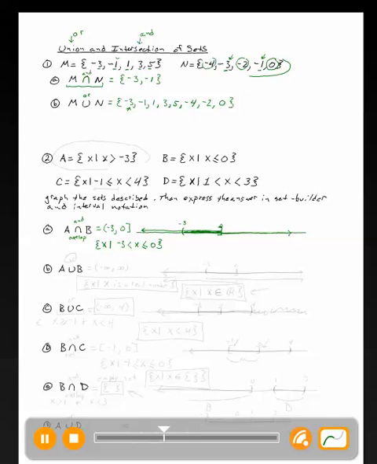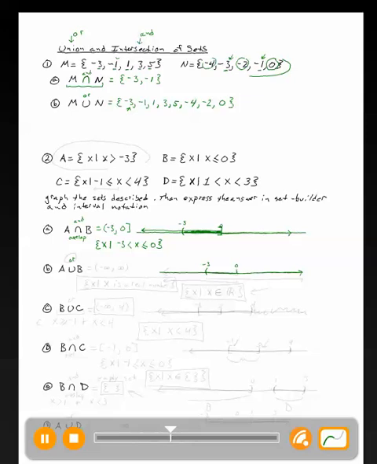Now, when it asks for A union B, we can actually use the same graph that we just used, but what we're really looking for is the entire graph, because the union means or. So let's go ahead and just graph this again. A was all elements that were greater than negative 3. So I put my negative 3 here. Greater than negative 3 goes to the right. So I know I'm getting everything to the right of negative 3.